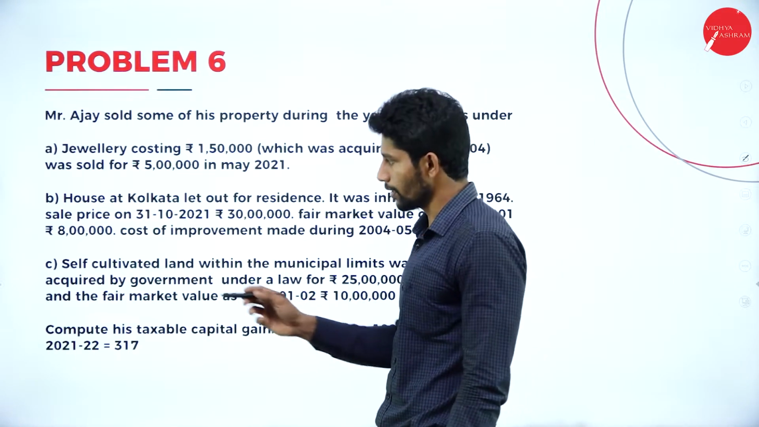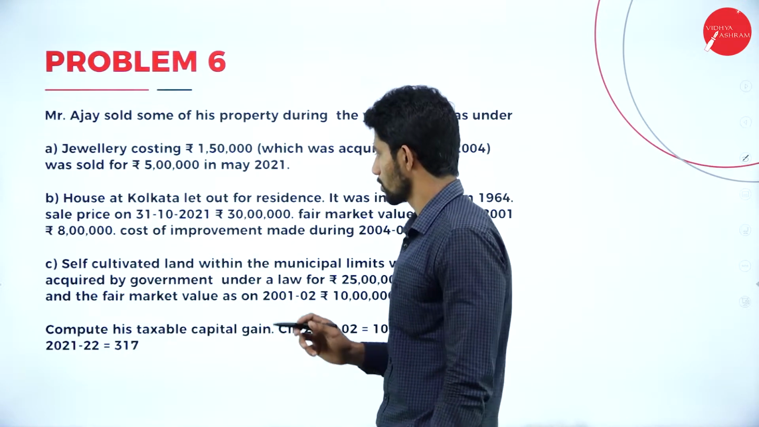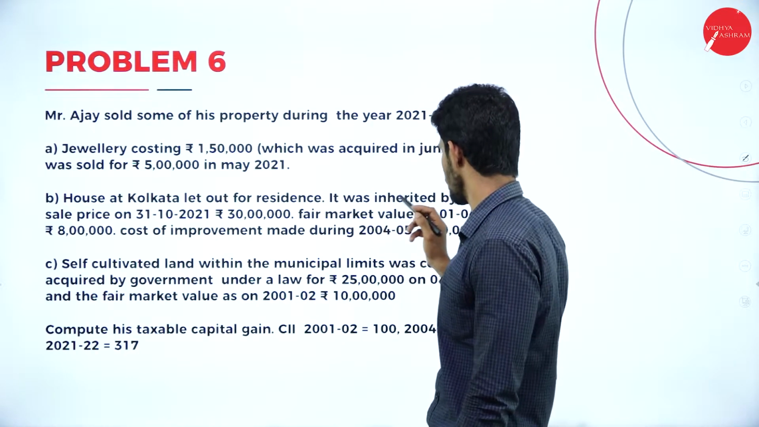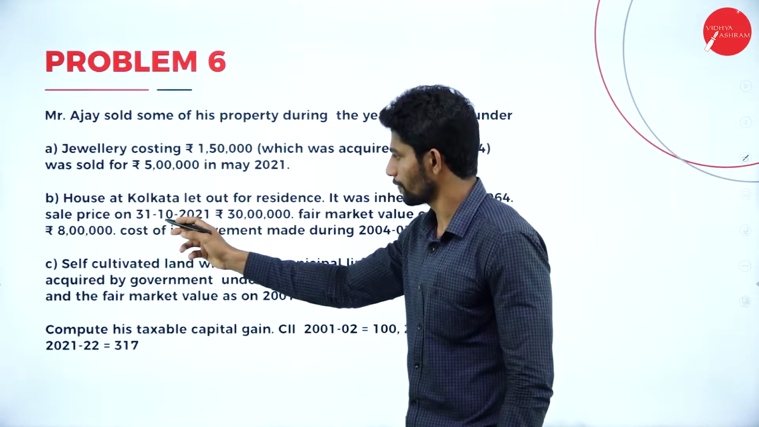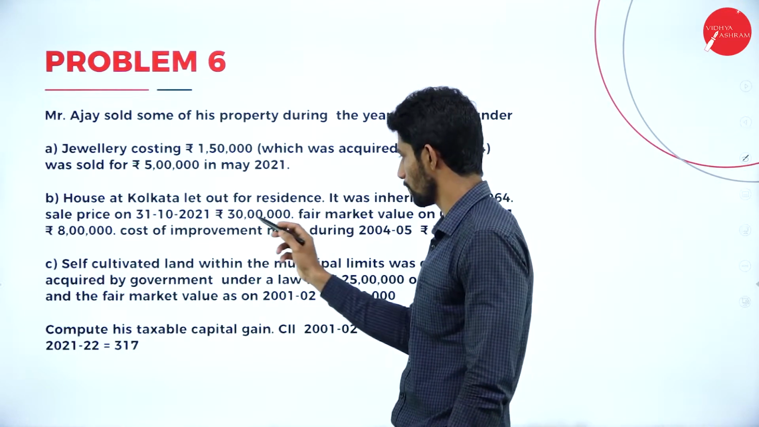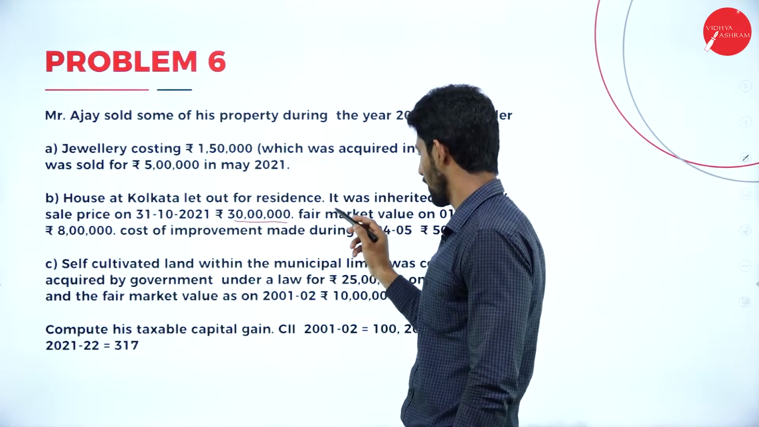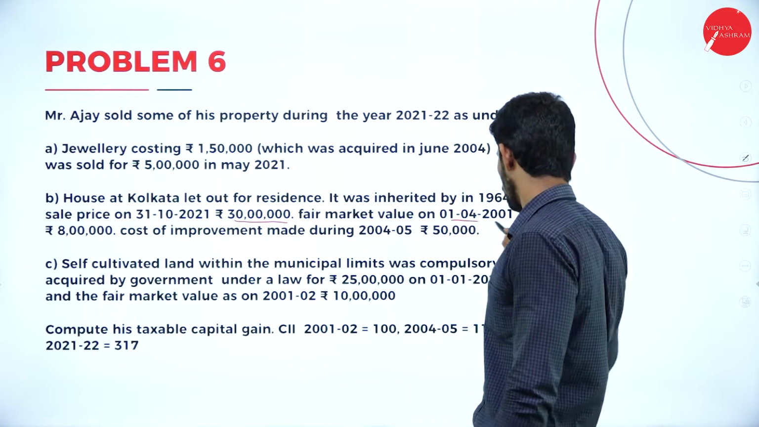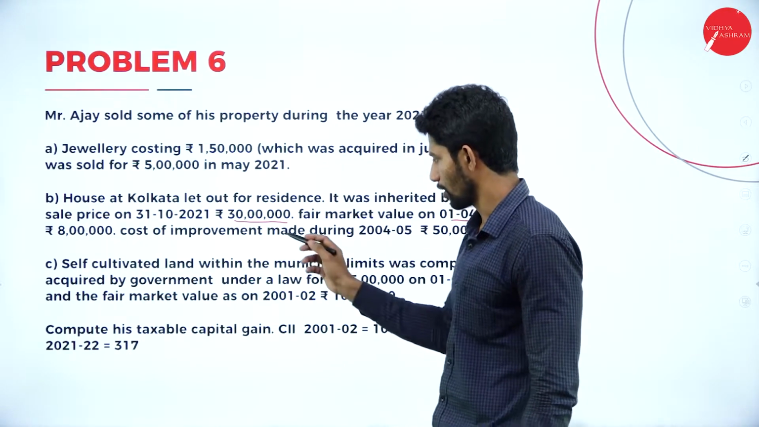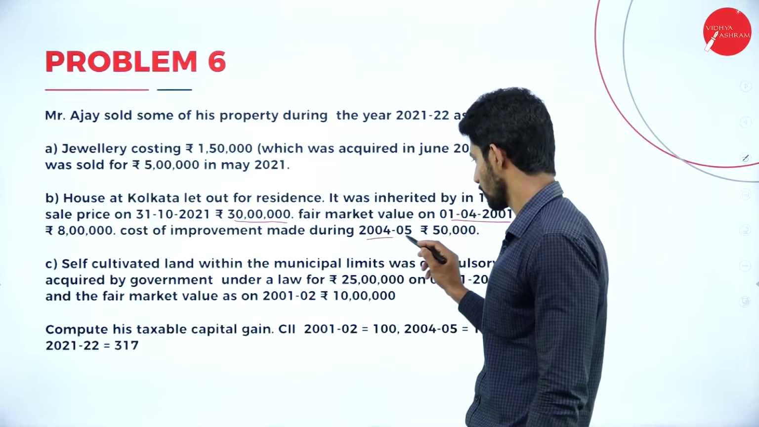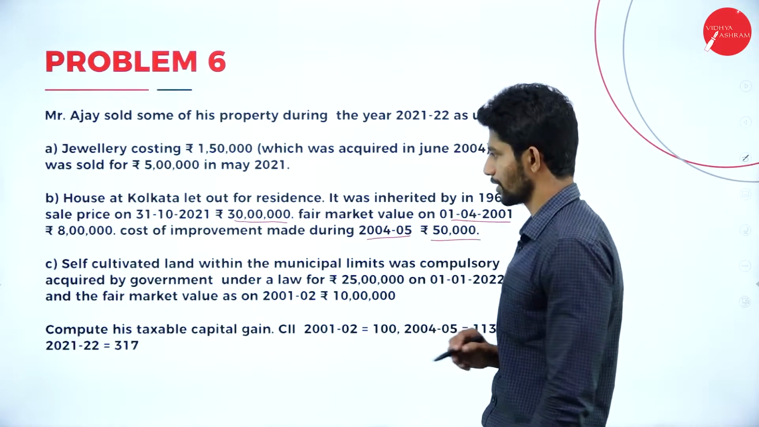Next, second property, house at Kolkata let out for his residence. It was inherited by him in the year 1964. Sale price on 31st/10/2021 is rupees 30 lakhs. Fair market value on 1/4/2001 is rupees 8 lakh. Cost of improvement during the year 2004-2005 is 50,000.